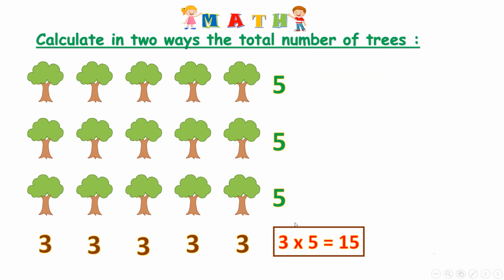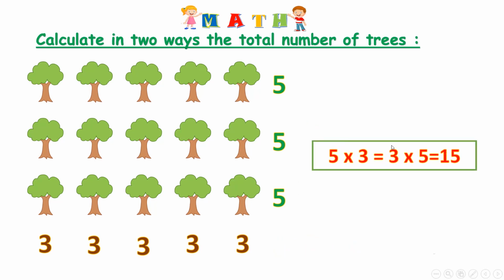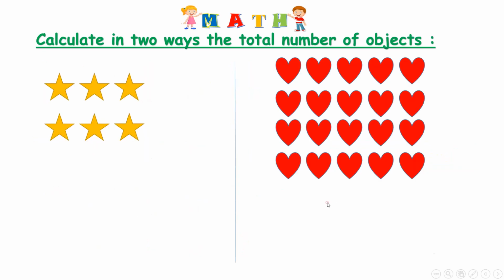Great. So as you can see, 5 times 3 is equal to 3 times 5 because both are for calculating the same number of trees and both have the answer 15. If you watch closely, I have 5 times 3 is equal to what? If I flip the order, it's equal to 3 times 5. Great. Now let's have another example.